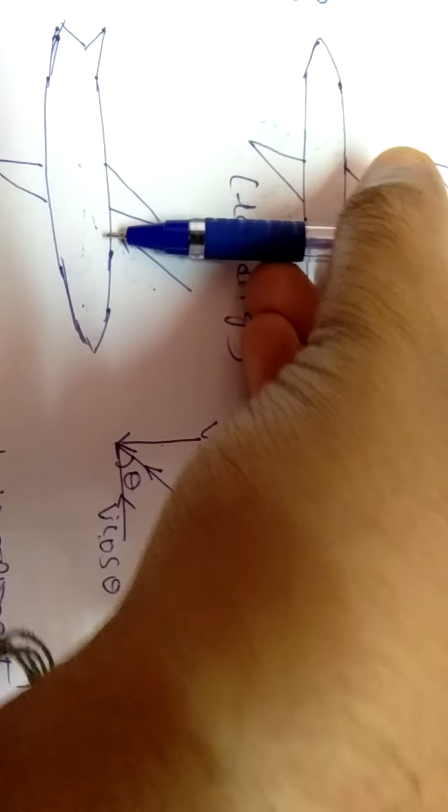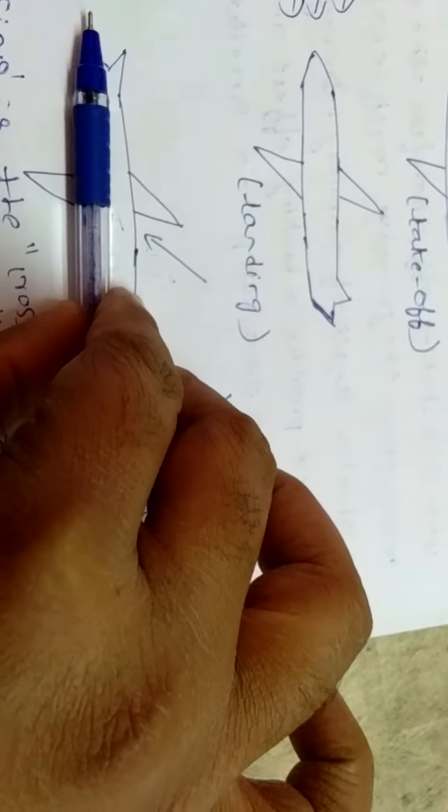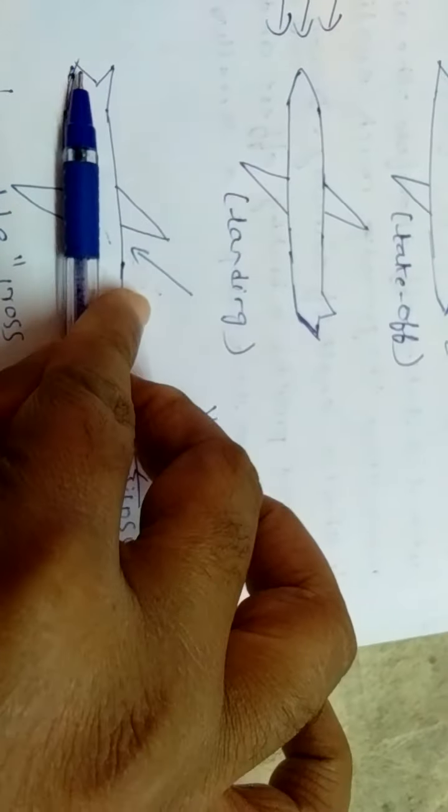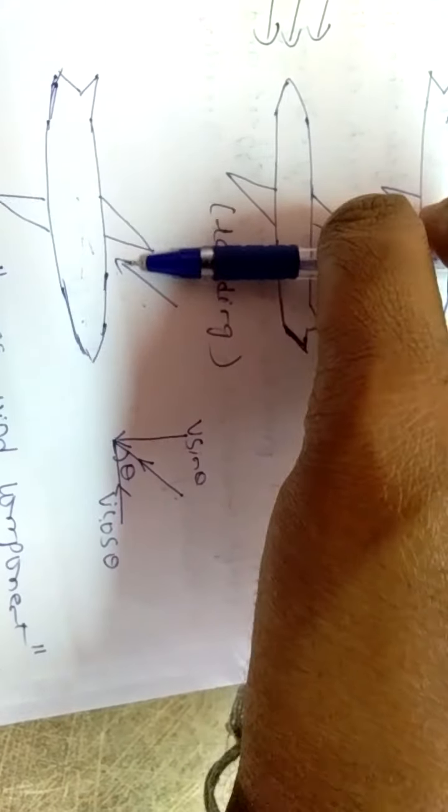Now see, this V sin theta component of the wind is trying to push the aircraft. This direction of the wind is perpendicular to the aircraft. This pen itself is the V sin theta component, perpendicular to the aircraft like this. This component will try to push the aircraft away from the runway, and that will lead to dangerous accidents. That is why we need to take care of the crosswind component. That is very important.